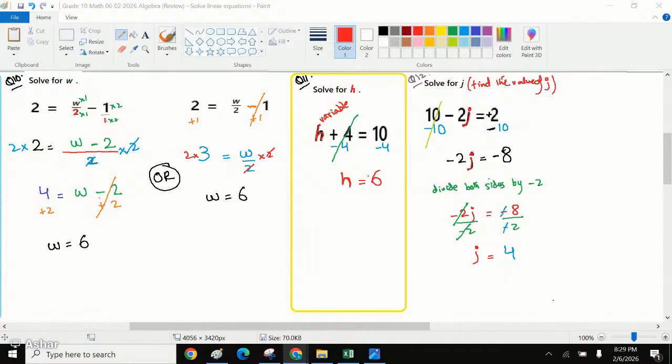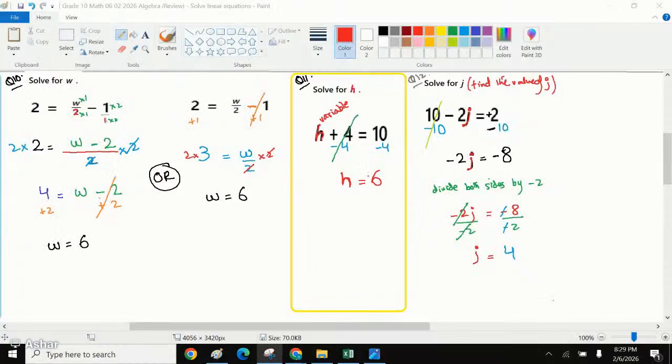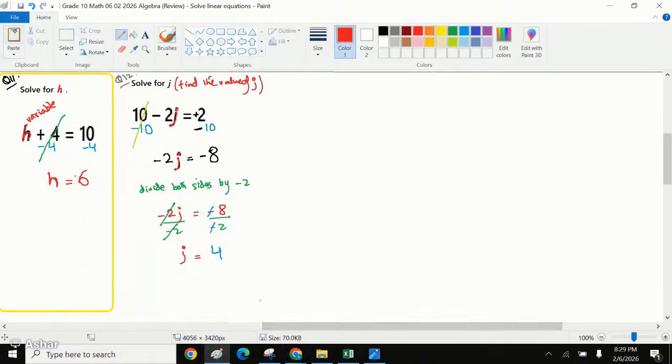So the next question says, solve for the value of c. It says the variable c is given in such a way that this is the given question and this is the value that's given. Question number 13. They're asking us to find the value of c, and c in this case is the variable that is unknown to us. So this was written as c upon 3 is equal to 2.